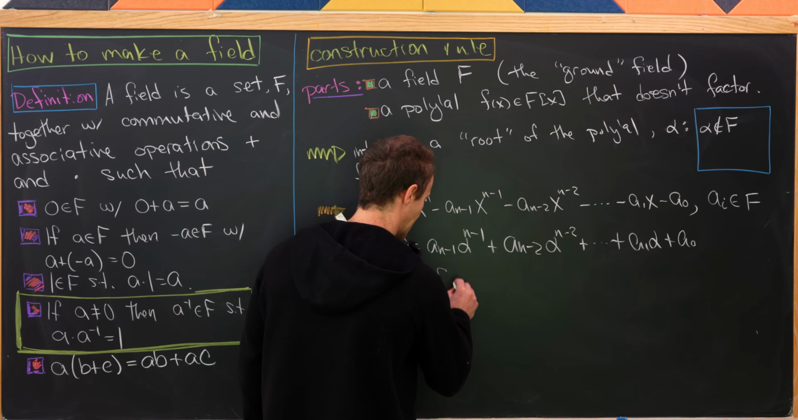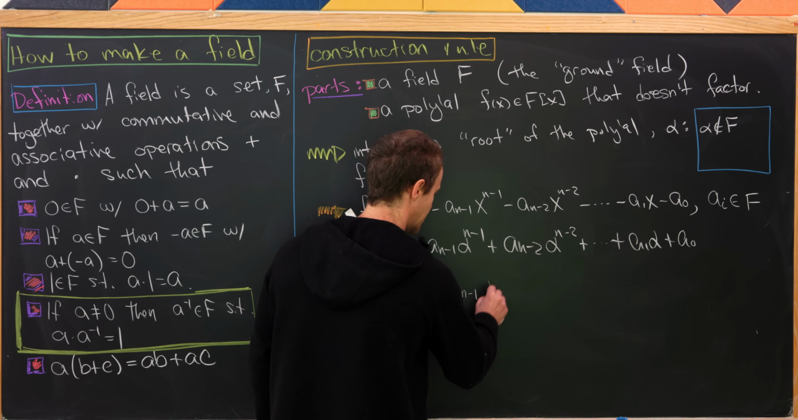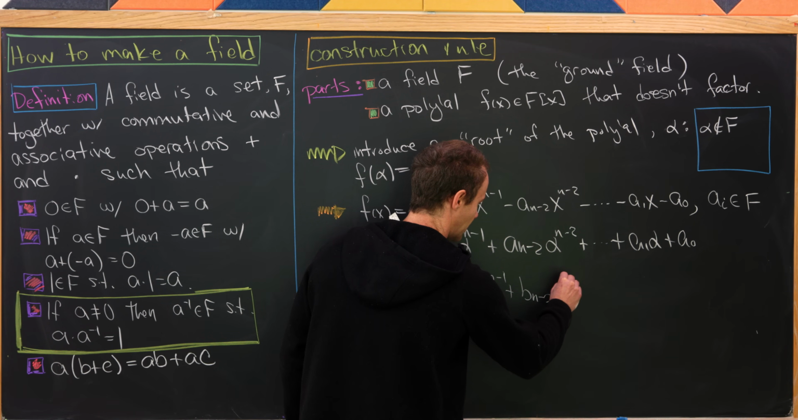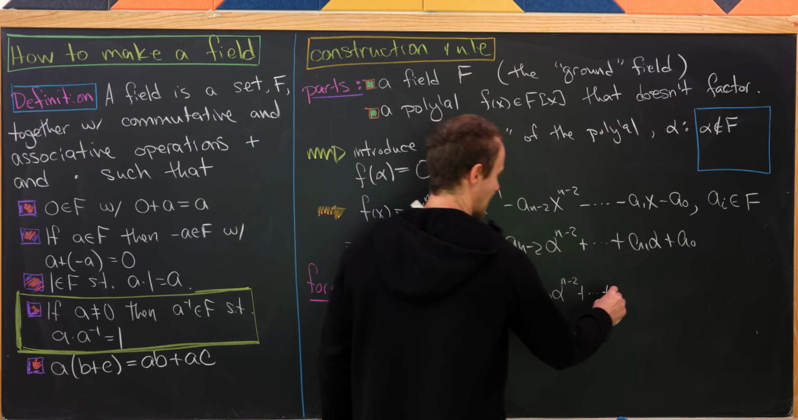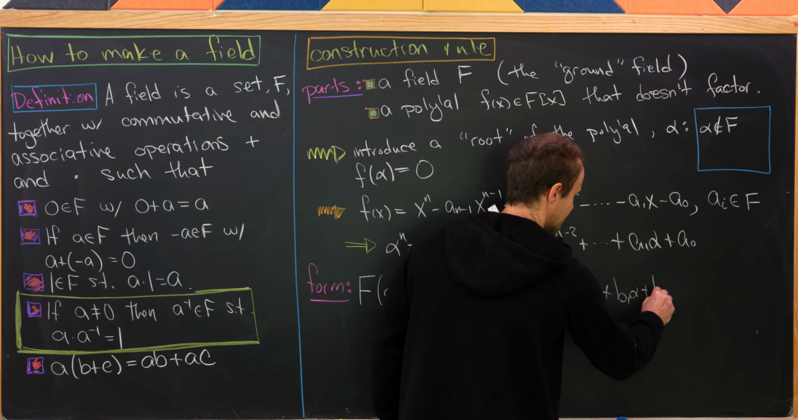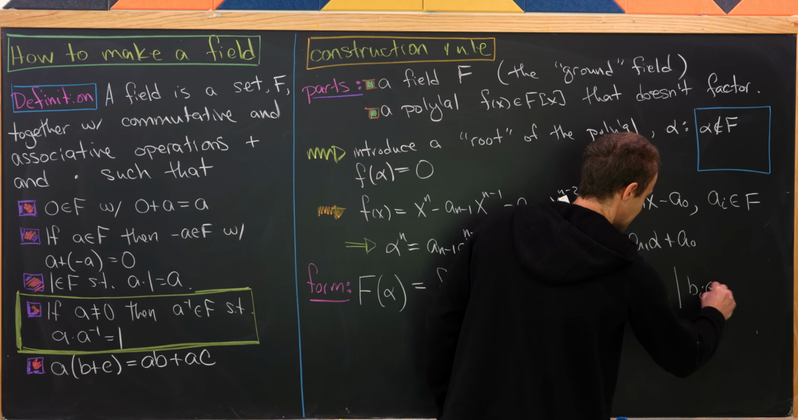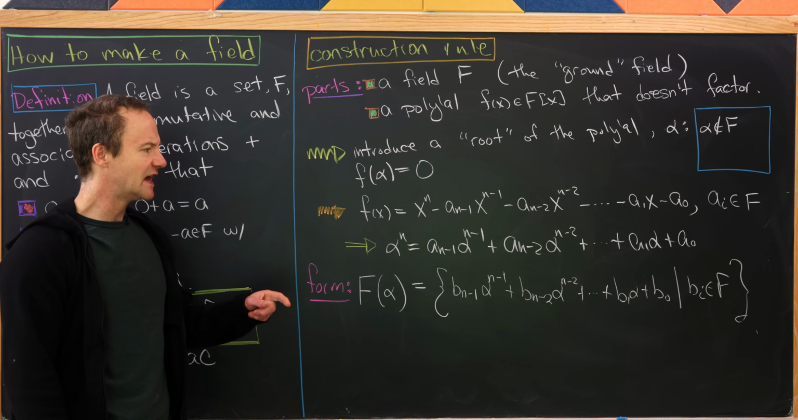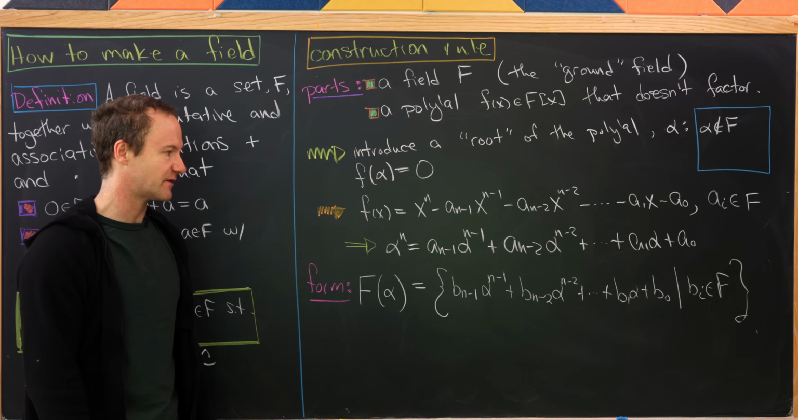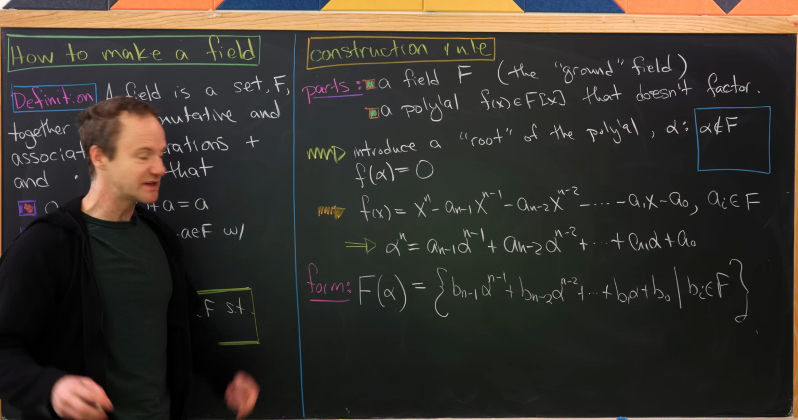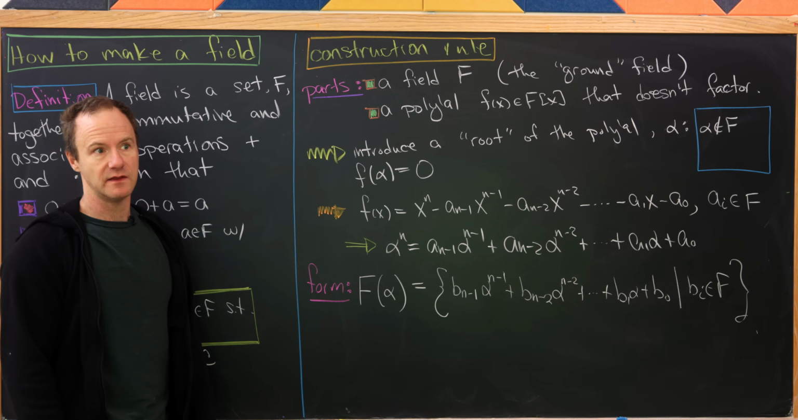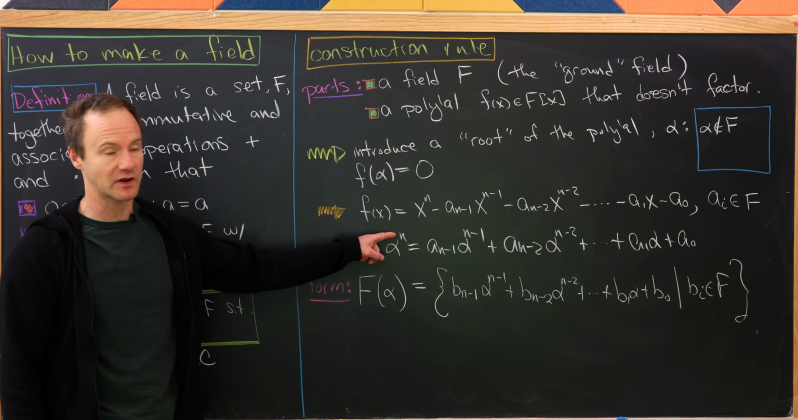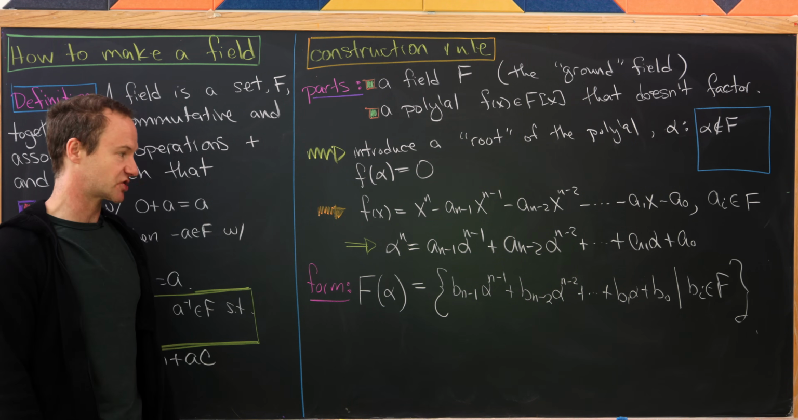So this is going to be like b_{n-1} times alpha to the n minus 1, plus b_{n-2} alpha to the n minus 2, all the way down to b_1 alpha plus b_0. And here these b_i's come from F. So it's a combination of objects like that. And then how does the multiplication between these types of objects work? Well, we simply do the distributive rule, and then once we encounter something that has an exponent on alpha bigger than or equal to n, we use this reduction.